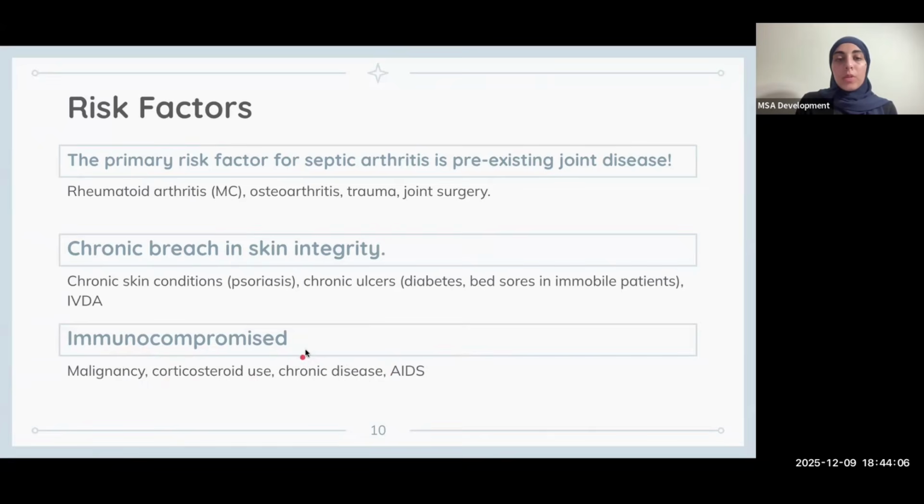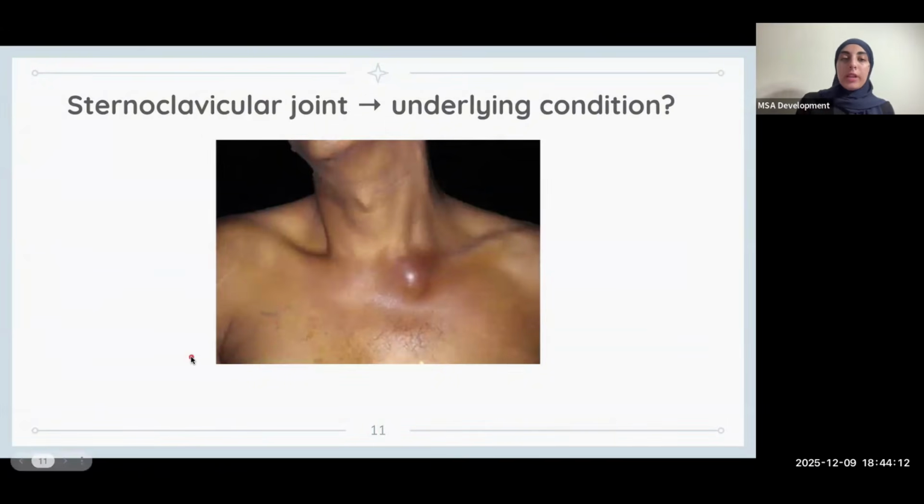All right. So the main risk factor that you should know is having a disease in the joint. Okay. Now, for the next few slides, I'm going to show you a picture, and the picture is affecting a specific joint, and I want you to correlate it with the specific underlying condition. So if I tell you this patient has septic arthritis in their sternoclavicular joint, what risk factor does this patient most likely have? I'll give you a couple seconds to think.